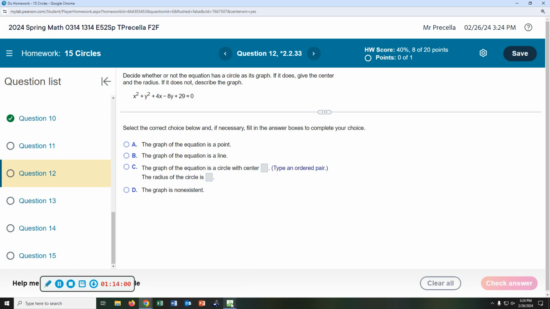I don't like these instructions because they make it sound like you're supposed to look at it and decide right away. The only thing you can decide definitely by looking at it is that it's not a line. B is definitely not the correct answer. But for the other options, you can't tell without writing it in center radius form.